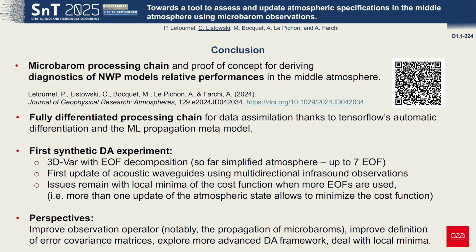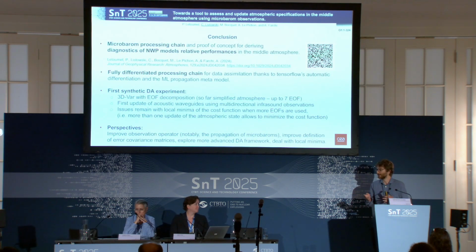So now I will conclude here. So what we have is a proof of concept to bring diagnostics for atmospheric products in the middle atmosphere, but we managed, and Pierre managed actually, to have a differentiable processing chain, which is key and needed when you want to do data assimilation. And of course, there are a lot of improvements to be made, starting, for instance, with the way to deal with local minima, because when we increase the number of EOFs and complexify the description of the medium, we ended up having local minima, which of course is a problem when you want to minimize the cost function I spoke about. And I think I'll stop here, and I'm happy to take any questions.